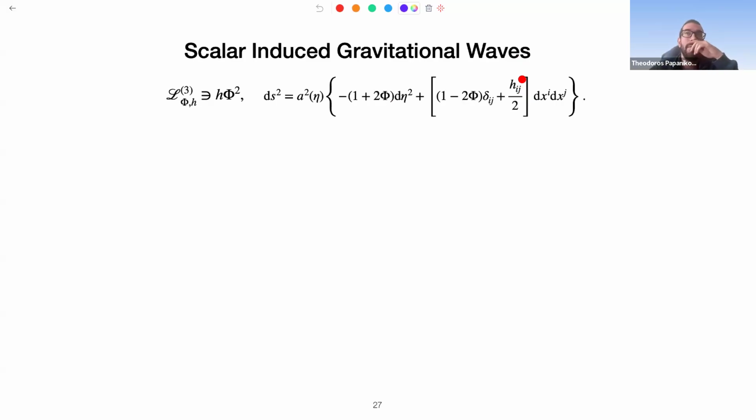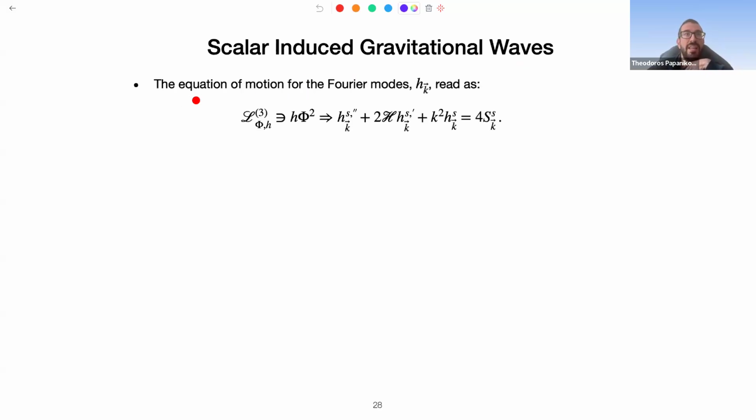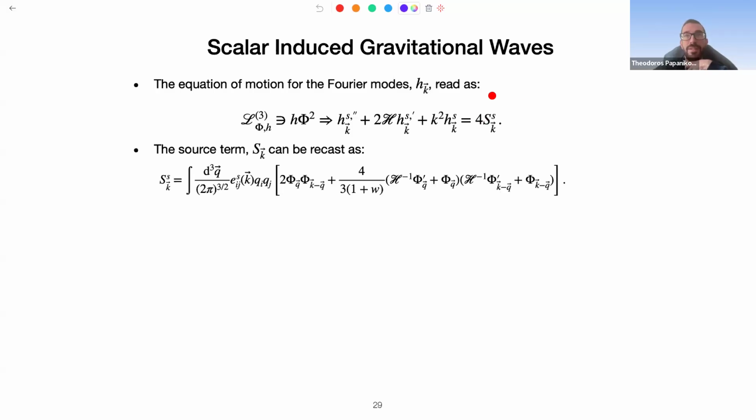One then, by minimizing the cubic order gravitational Lagrangian, can extract the equation of motion for the secondary tensor modes h, which are now sourced by a source term S, which can be recast as quadratically dependent on the first order scalar perturbations, as you can see here, phi phi. So it's indeed a second order quantity.